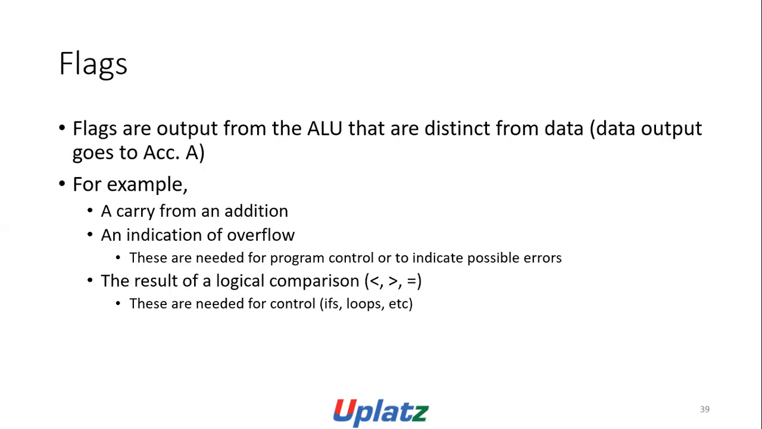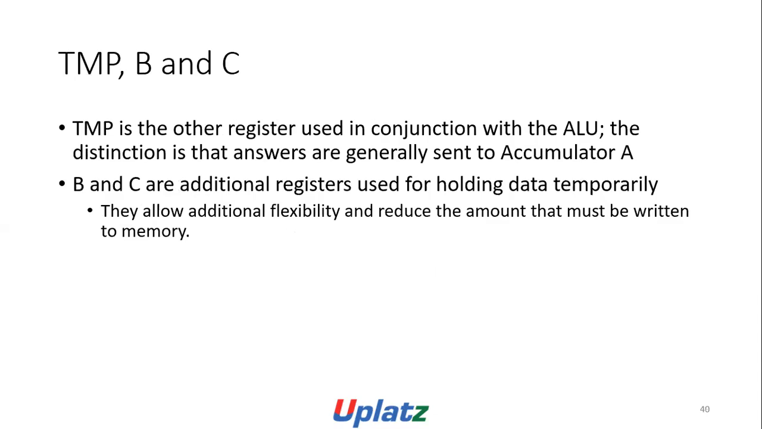Flags. Flags are outputs from the ALU that are distinct from data. Data output goes to the accumulator. For example, a carry from an addition is an indication of overflow. These are needed for program control or to indicate possible errors. Another is the result of a logical comparison: less than, greater than, equal to. These are needed for control: ifs, loops, etc.